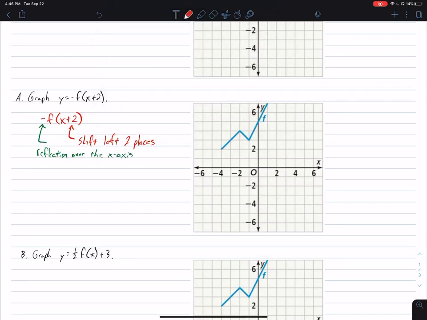So I'm going to take each of these points here, and I'm going to move it 2 places to the left. Now this might not be perfect. We're going to try and make it as accurate as we can. So all of those places were moved 2 places to the left. We don't need that one. So if I redraw this graph, I have something that looks like that.